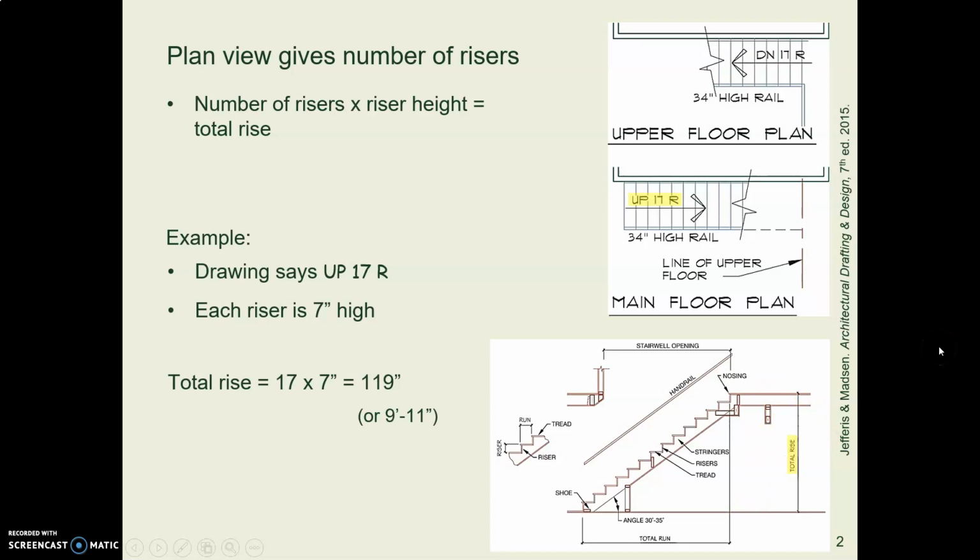Let's say each riser is 7 inches. It's a standard height. And this plan view here says these stairs go up and there are 17 risers. So how high is this thing? Well, we've got 17 of those. Each one is 7 inches high. 17 times 7 is 119. So that total rise is 119 inches. Or if you want to convert it to feet and inches, it's just an inch less than 10 feet. It's 9 feet 11.